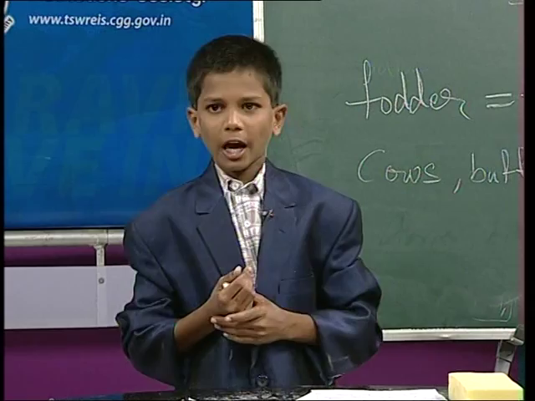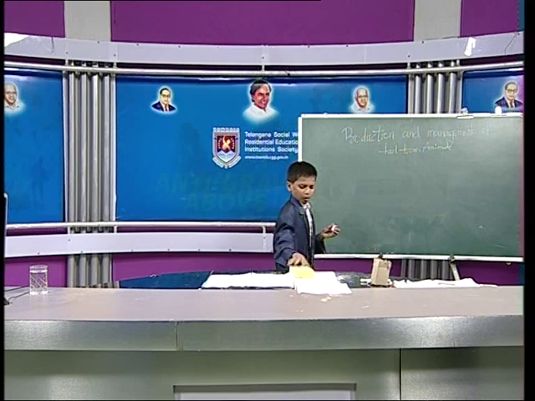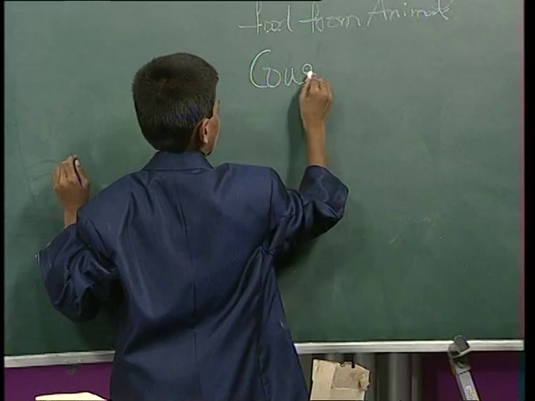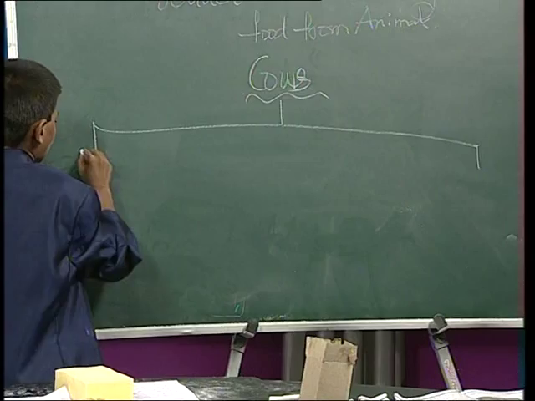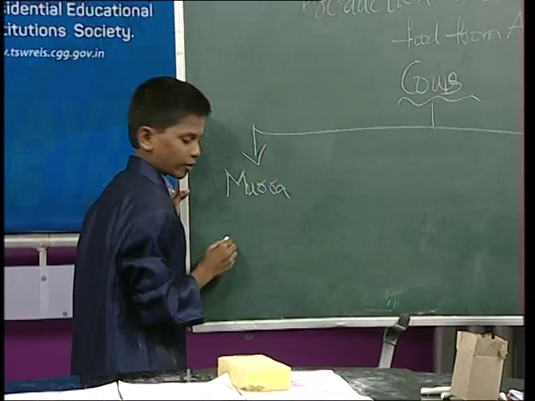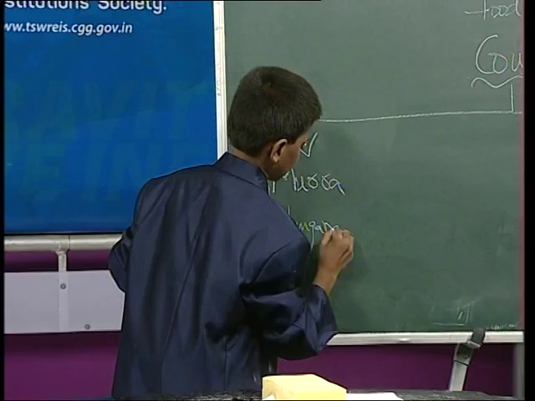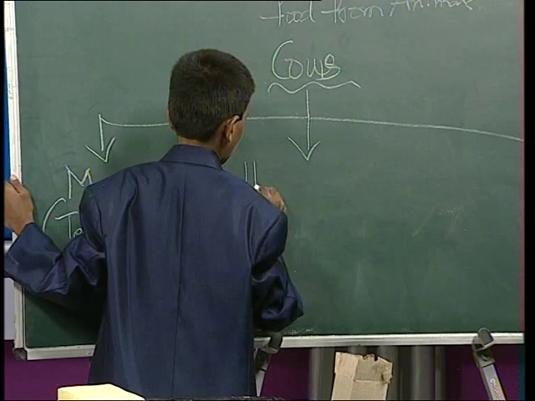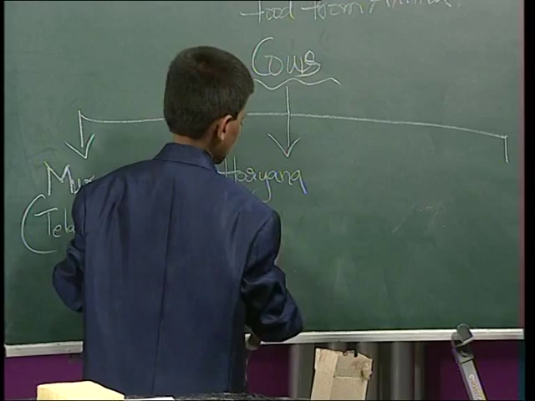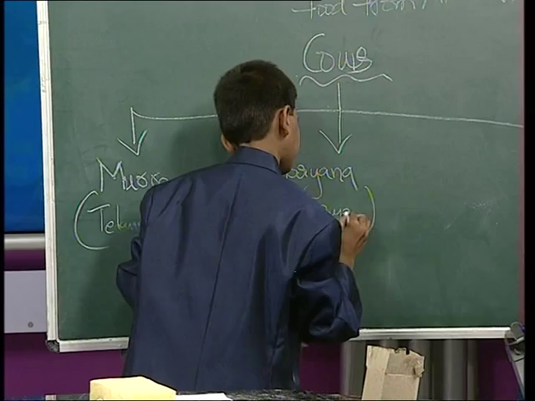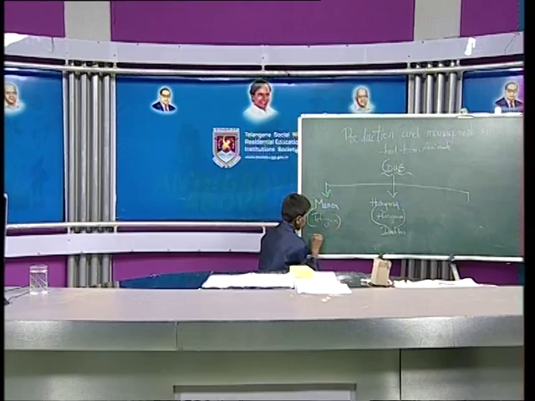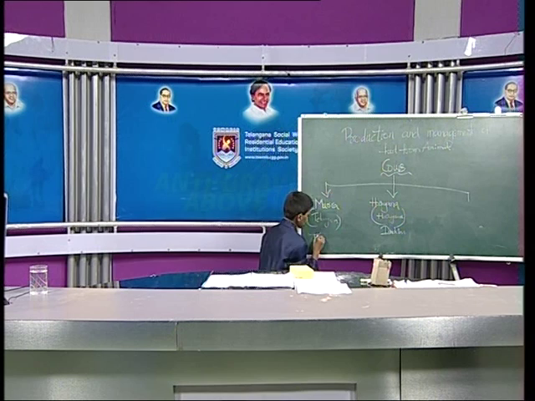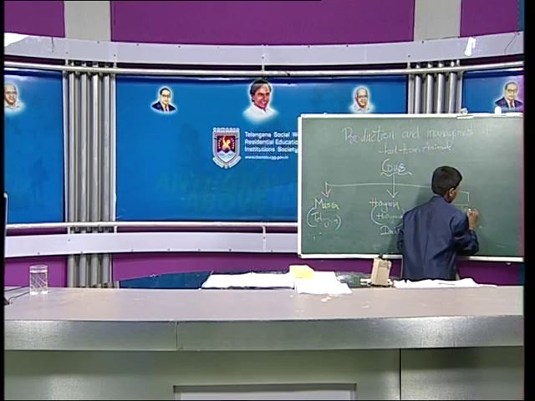And mostly in our area, the cows are of different varieties. The first one is Murrah. This is mostly available in our Telangana state. And Haryana cow, this is found in Haryana. And this is the Indian species. This is our Telangana. And last, the foreign ones are Jersey and Holstein.